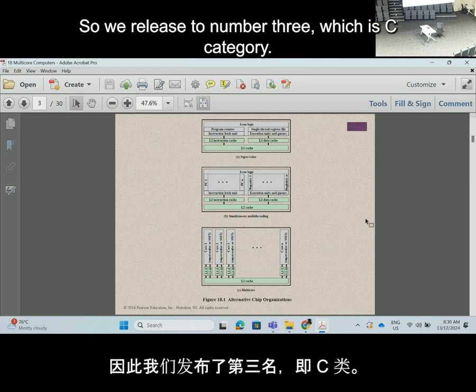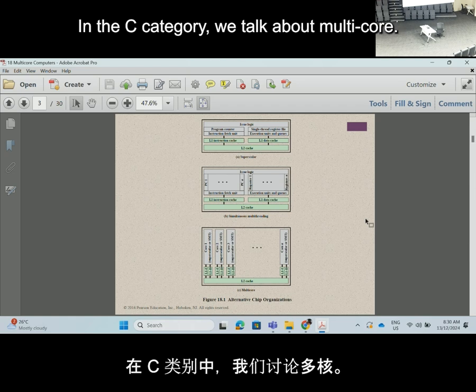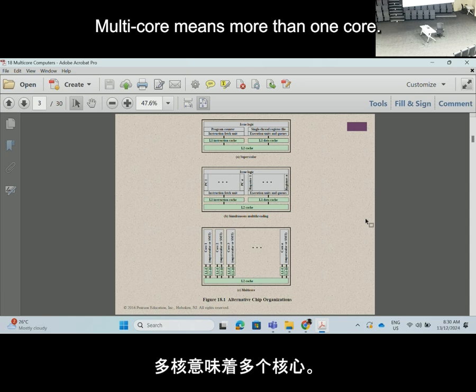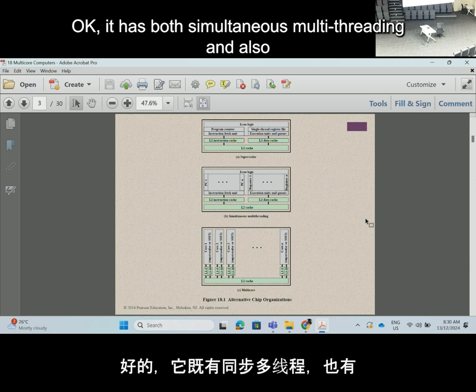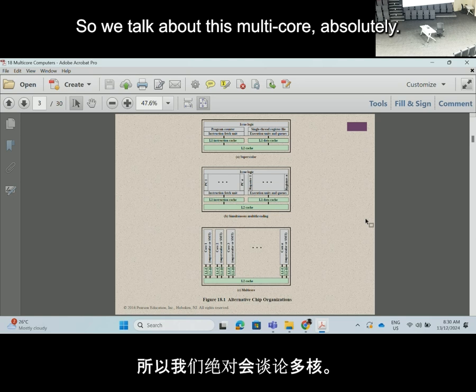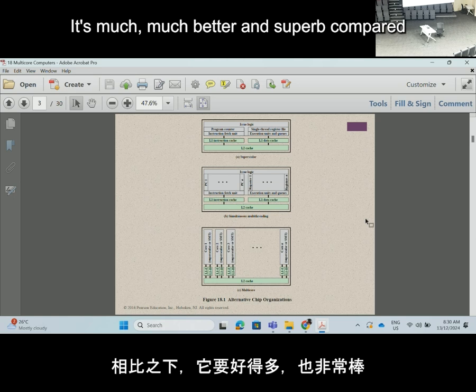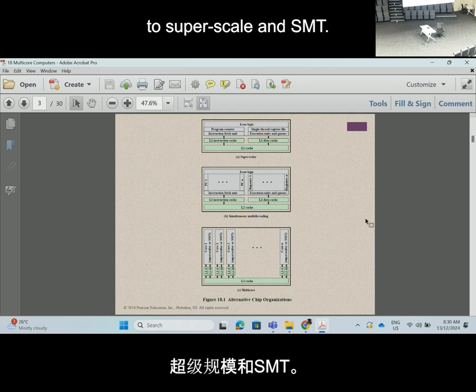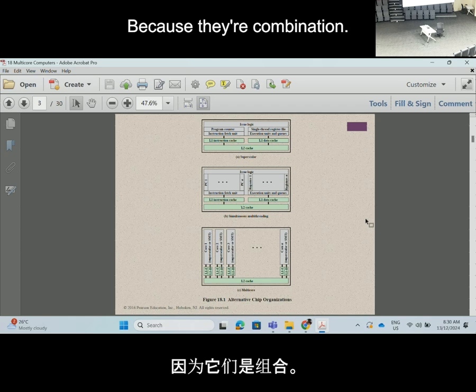So we come to number 3, which is the C category. In the C category, we talk about multi-core. Multi-core means more than 1 core. Okay, it has both simultaneous multi-threading and also superscalar. So we talk about this multi-core, absolutely. It's much, much better compared to superscalar and SMT because of the combination.